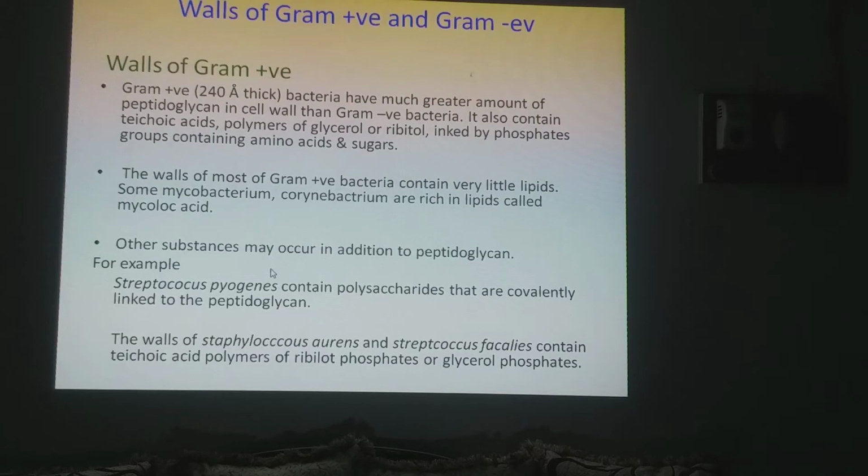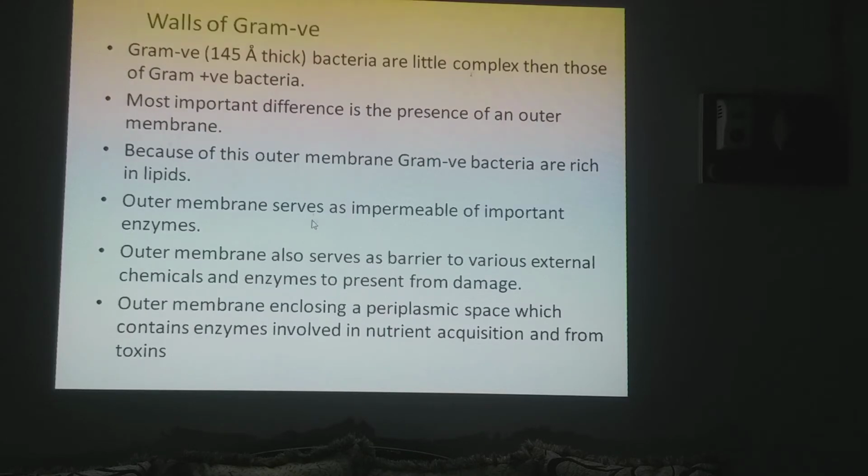Other substances may occur in addition to peptidoglycan, like in Streptococcus pyogenes. This is one of the bacteria which is gram-positive. It contains polysaccharides, and similarly, it contains polymers of ribitol phosphate or glycerol phosphates. In the case of gram-negative bacteria, whose thickness is 145 angstrom, the wall is thinner than in gram-positive bacteria. The most important difference is the outer membrane. In this case, the outer membrane will be there. In gram-positive bacteria, the outer membrane is absent.